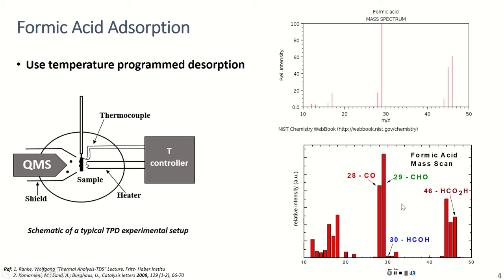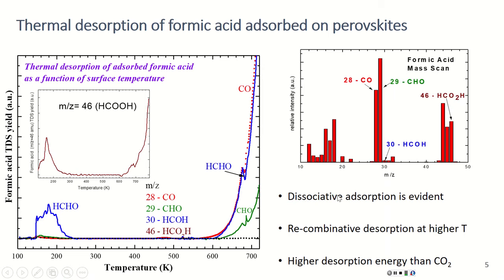And these are the fragments that we collected, and these are the thermal desorption profiles that we collected during the thermal desorption experiment. Here you can see the thermal desorption spectra as a function of surface temperature. At lower temperatures, we could detect the molecular desorption of formic acid. We dosed about 20 Langmuirs of formic acid, and this lower temperature desorption peak may be mostly due to the molecular desorption of condensed formic acid on the surface.